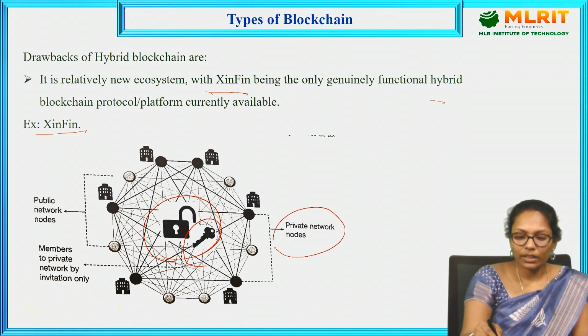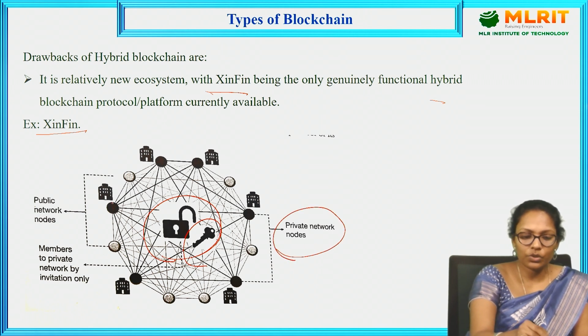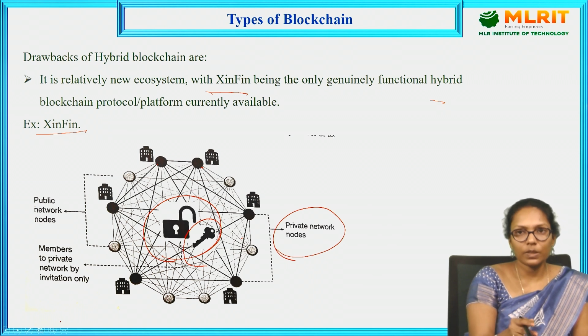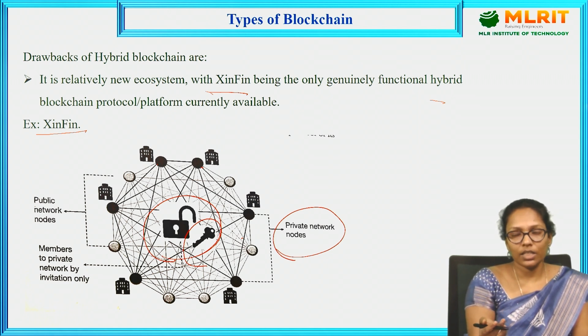So some of the nodes are private network nodes and some of the nodes are public network nodes. So it is just mixed. Who is going to initiate the transaction? The private network is going to initiate the transaction, and the further processing, adding transactions or validating the transaction, all these things will be done by the public network.